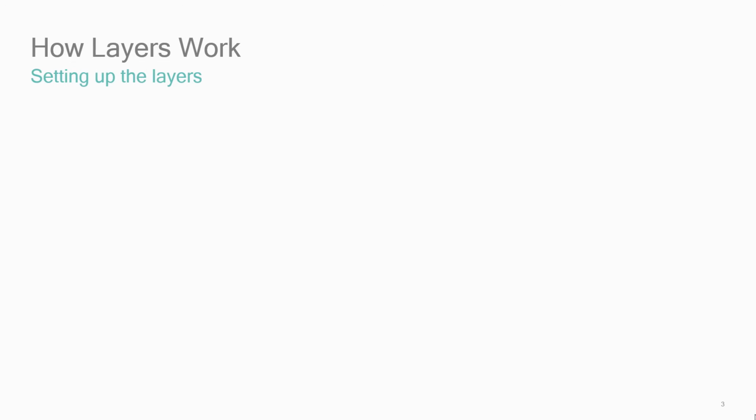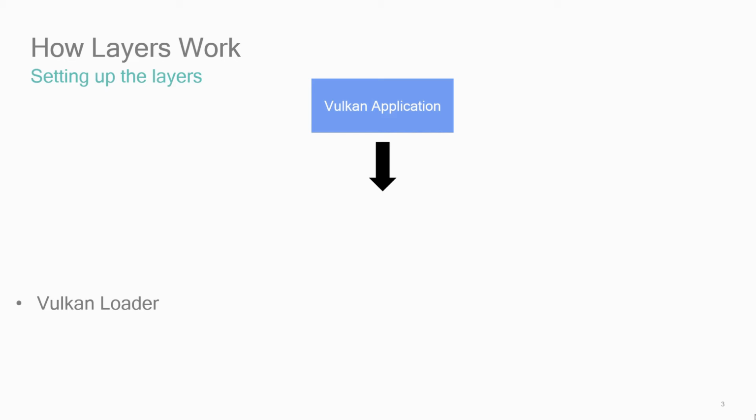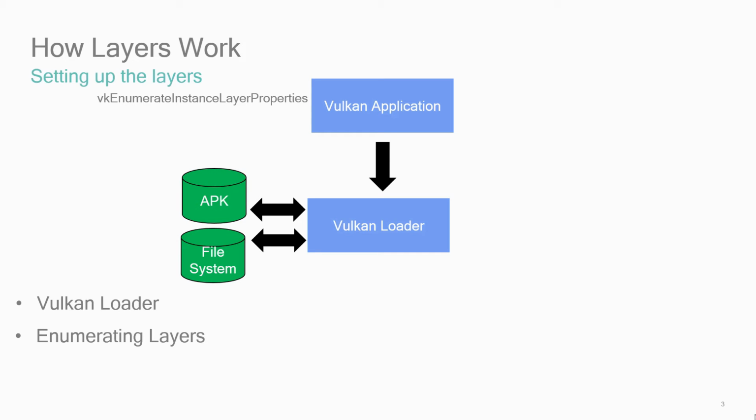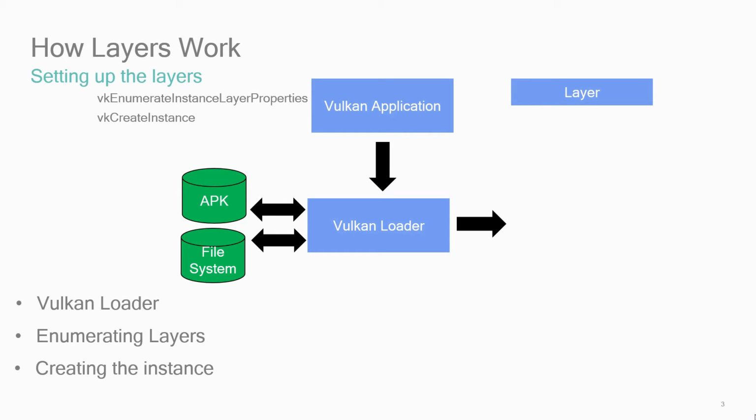When your application uses Vulkan, it talks to a system component called the Vulkan loader. The Vulkan loader handles the discovery of layers. It will inspect your application's APK and other file system locations and determine which layers could potentially be loaded. You can ask for a list of potential layers with the vkEnumerateInstanceLayerProperties API. It's a good practice to verify that the layers you'll be using have been detected by the loader and are ready to use. When you create your instance using the vkCreateInstance API, you'll pass in a list of layers that you would like to use.